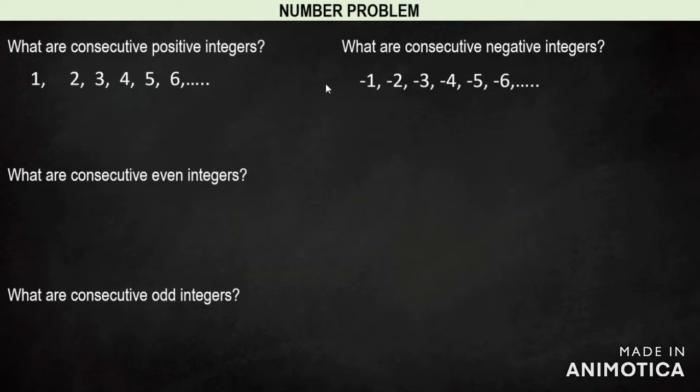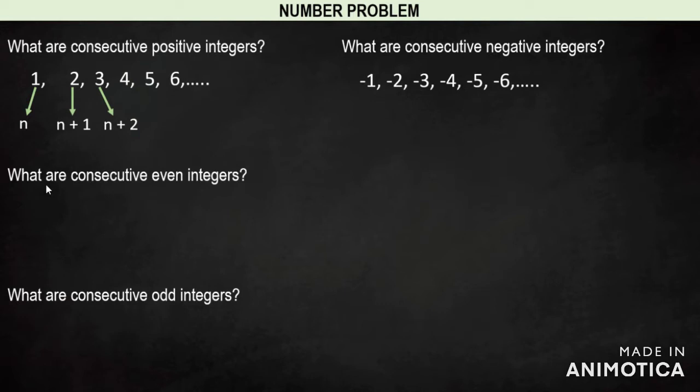So, if we let our first number be n, then to determine 2, we have n plus 1. So, we have 1 plus 1 is equal to 2. And for the third consecutive positive integer, we'll have n plus 1 plus 1. So, we have here n plus 2. Same process will be done in this question.